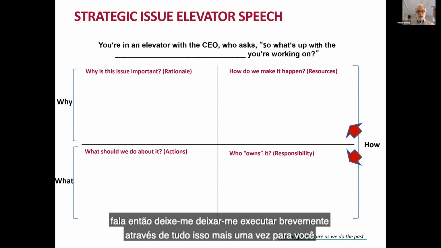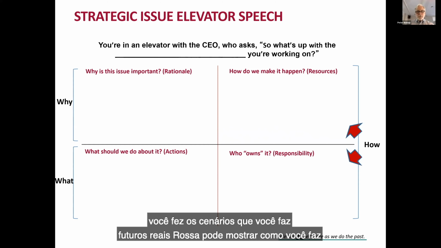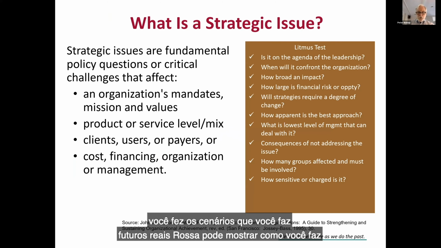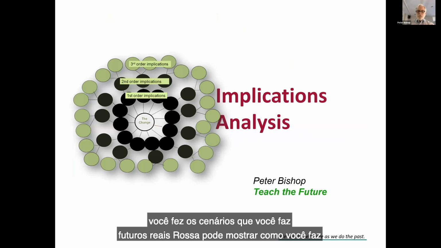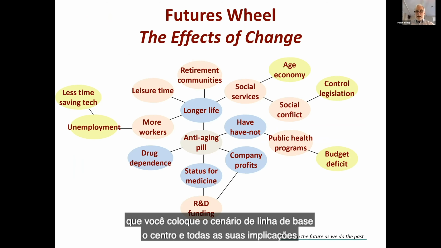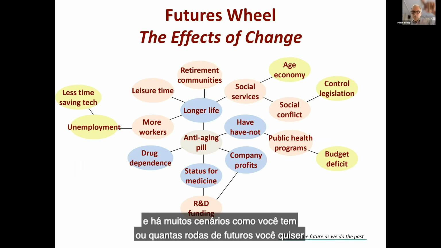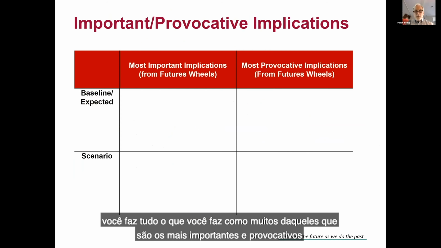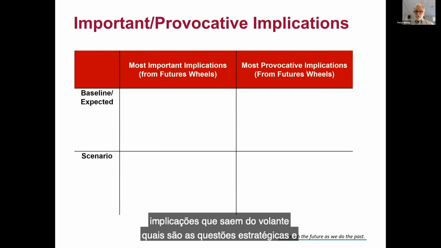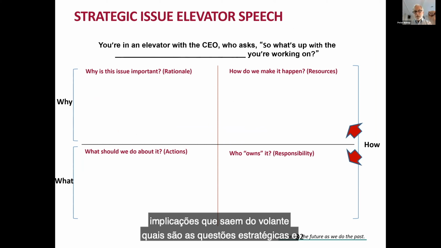So let me briefly run through all this one more time. You've done the scenarios. You do a futures wheel. Rosa can show how you do that. You put the baseline scenario in the center and all of its implications. Then you do another one, put your alternative scenario in the center and do another one. And as many scenarios as you have, or as many futures wheels as you want, you do as many of those. What are the most important and provocative implications that come off the wheel? What are the strategic issues? And what's your elevator speech for those?